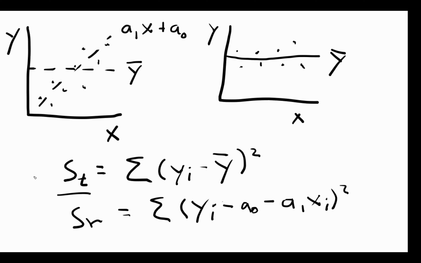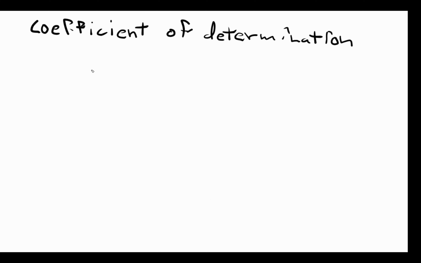So on the basis of these two values, we're going to define what we call the coefficient of determination. And this coefficient is represented by the symbol r squared, and it is simply equal to the sum of the squares of the residual about the mean minus the sum of the squares of the residual about the linear fit, all over the sum of the squares of the residual about the mean.